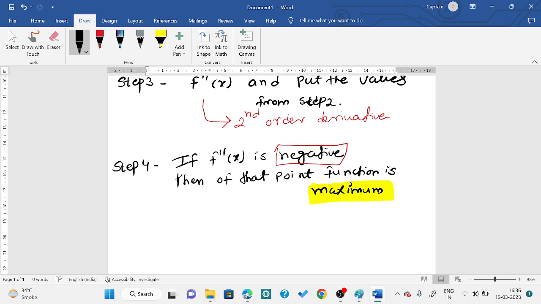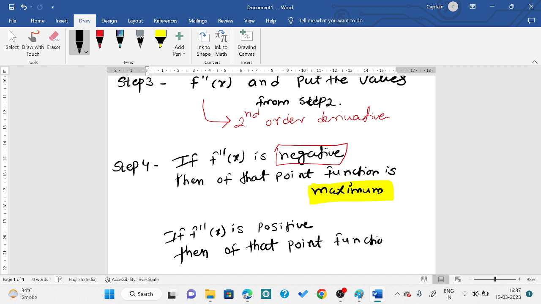Now the obvious question: if f double dash of x is positive, then what? By nature we have this question, and there is also an answer. For that point, the function is nothing but minimum. If someone says that the function is maximum, then for the other it must be a minimum function. So let me show this also.